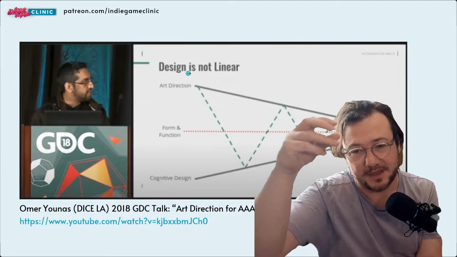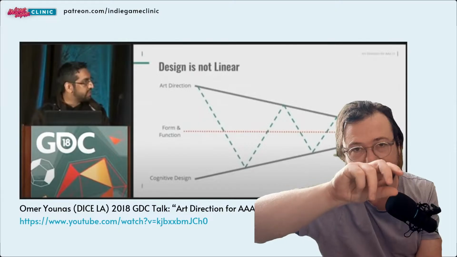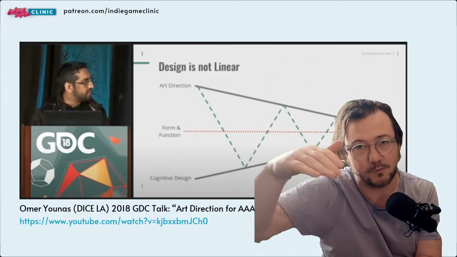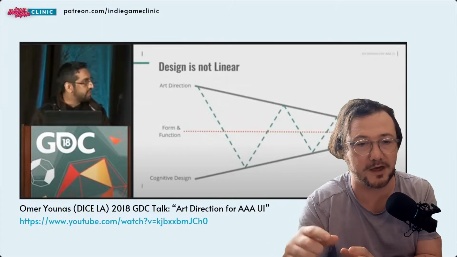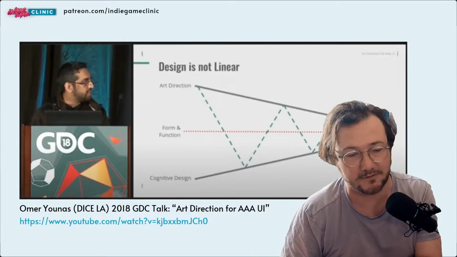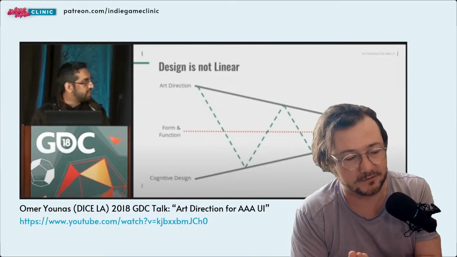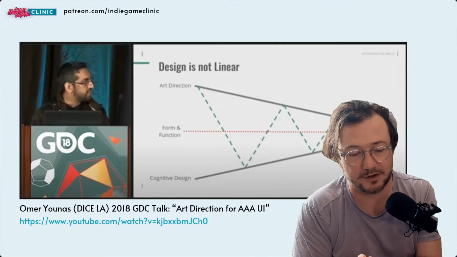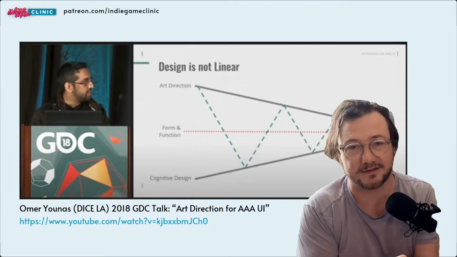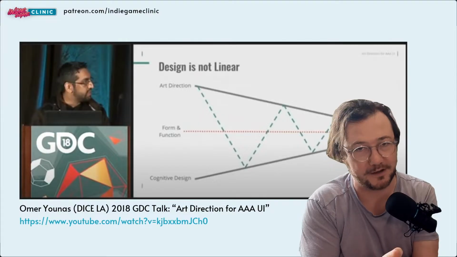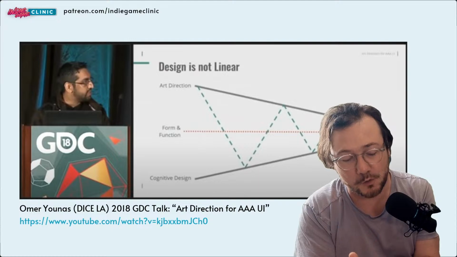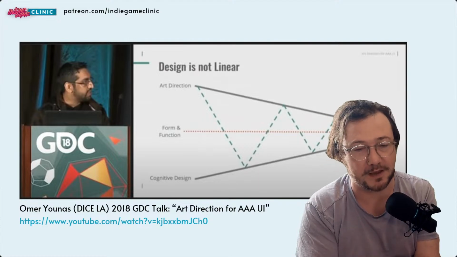And he's describing that you're trying to get the form and function right, but you're feeding in the art direction from one side and the cognitive design from another, and you're bouncing between these things as you iterate, right? And I think that's a really helpful place to start, because you're never going to just read a textbook on UI design and then go, right, excellent, I'm going to make a UI now. And because you read a textbook, you're going to get it right first time, right? You're always going to have to iterate on every part of your game design.